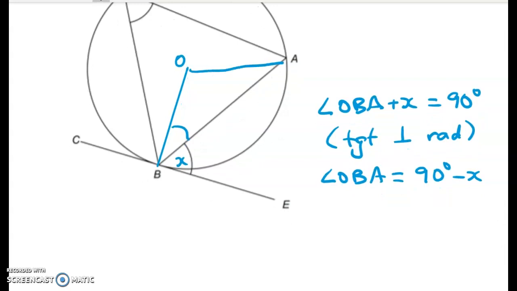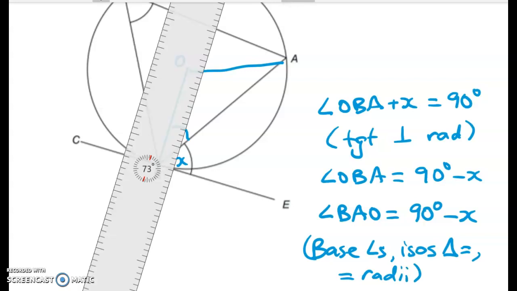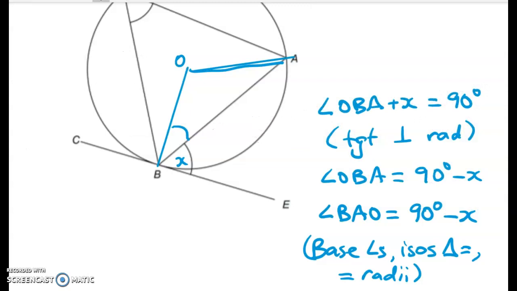The next thing we're going to do is to draw in this one. So angle BAO is also equal to 90 degrees minus x, because the base angles in an isosceles triangle are equal, and we've got an isosceles triangle because we have equal radii. Let's make that a bit nicer. Here we are. Always better if you can rule up your lines nicely.